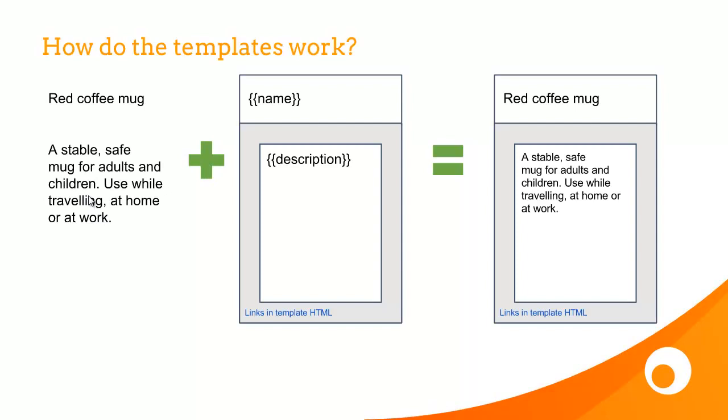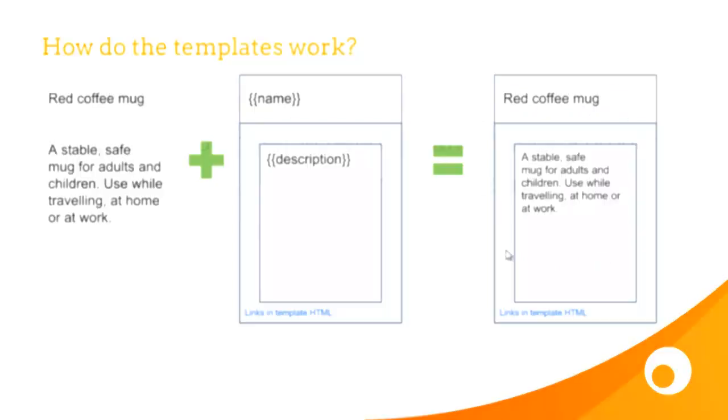So how do description templates work? We take a product, a red coffee mug, with a name and a description, and then we merge that with the description template. And the description template is HTML with widgets built into it. And when the two are combined, it actually creates the listing with the description and the name built into the template.